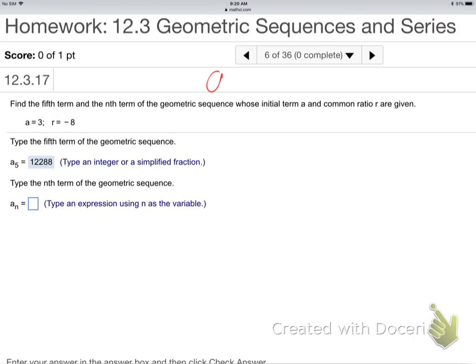What was the formula for a sub n for arithmetic? I'll give it to you right at the top of the test. A sub n is a1 plus n minus 1 d, right? I'll give you that right at the top of the next test. You don't even need to put it on your 3x5. It'll be right at the top of part 1 and part 2, that formula.